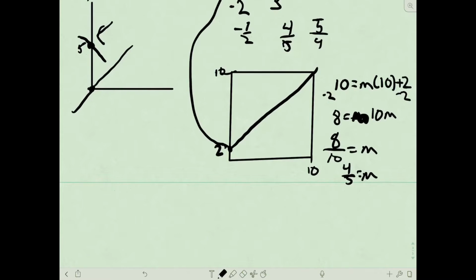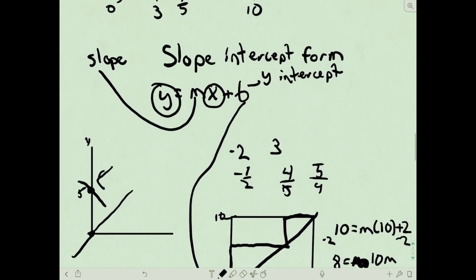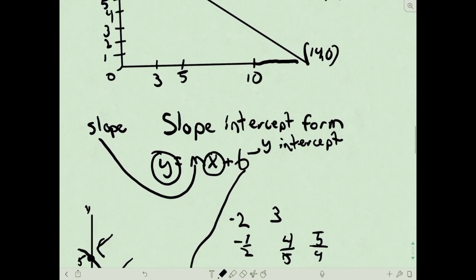So there. The slope is 4/5, so it goes up 4/5, up 4/5. Hope that makes sense. I just want to get a basic sense of slope.